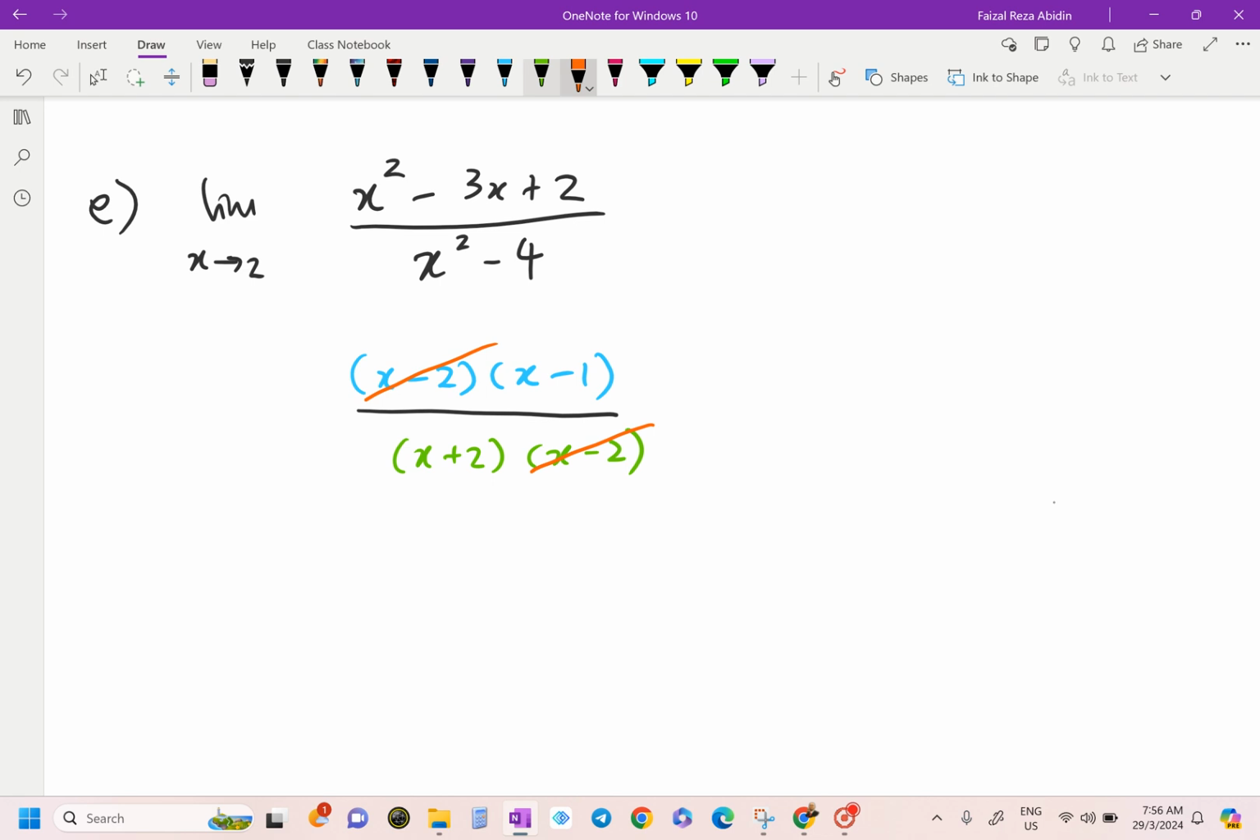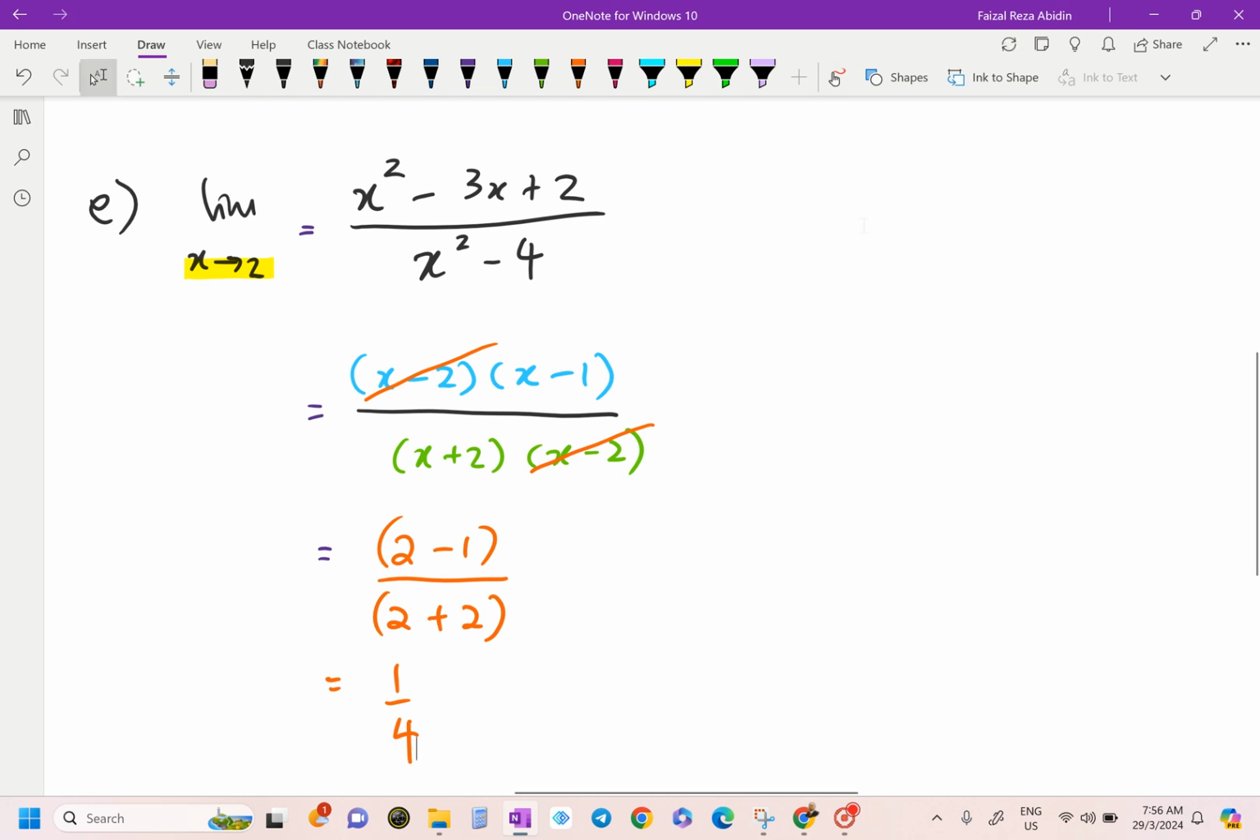Remember that we are going to do the substitution. The limit is x to 2, so we have 2 minus 1 over 2 plus 2. 2 minus 1 is 1, over 2 plus 2, which is 4. So the answer for number 2E is 1 over 4.